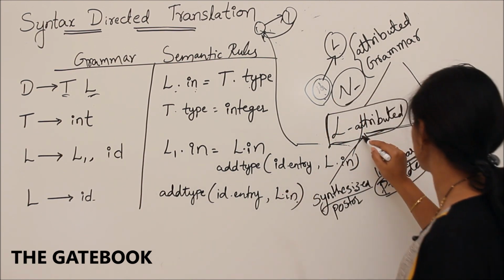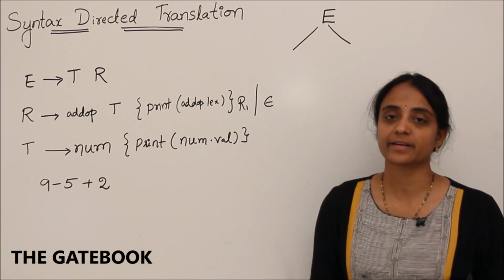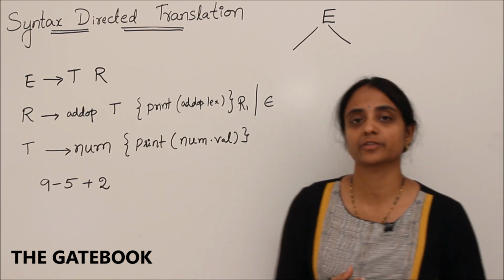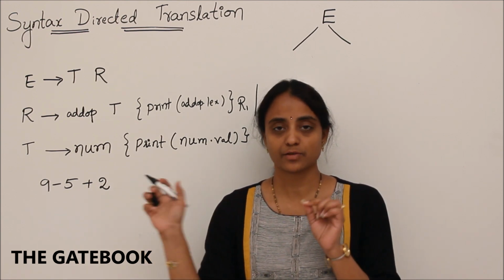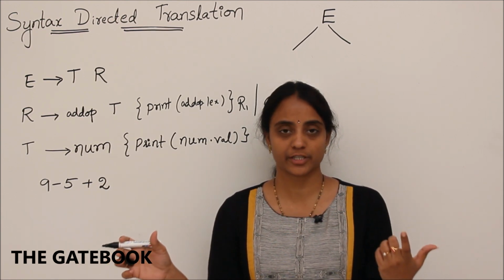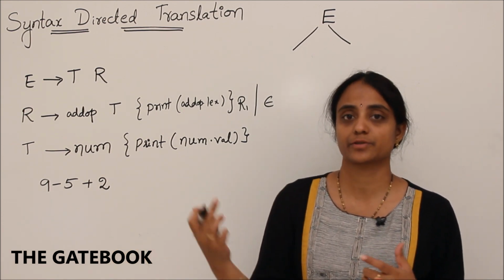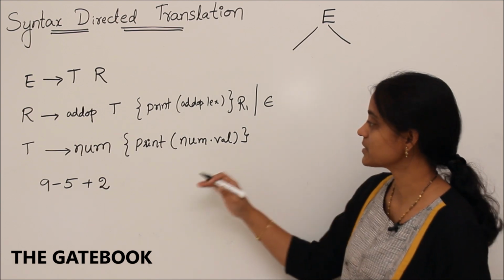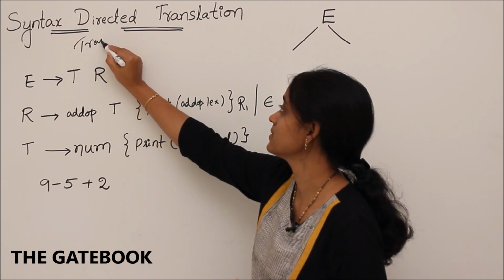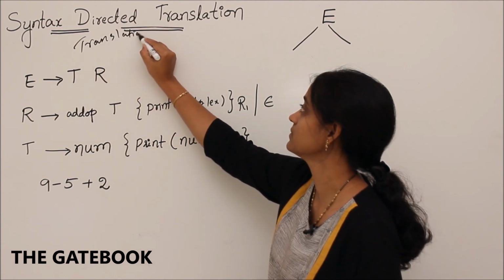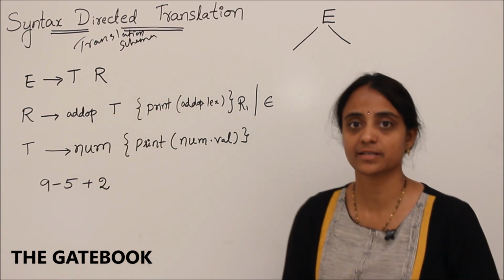So one is L attributed grammar, the other one is S attributed grammar. Now let's see translation schemas. So far whatever we have seen are syntax directed definitions. There we are associating semantic rules with the productions, but we are not telling when exactly that semantic rule needs to be applied. So here we specify the order also. That is called a translation schema. So this is an example translation schema.